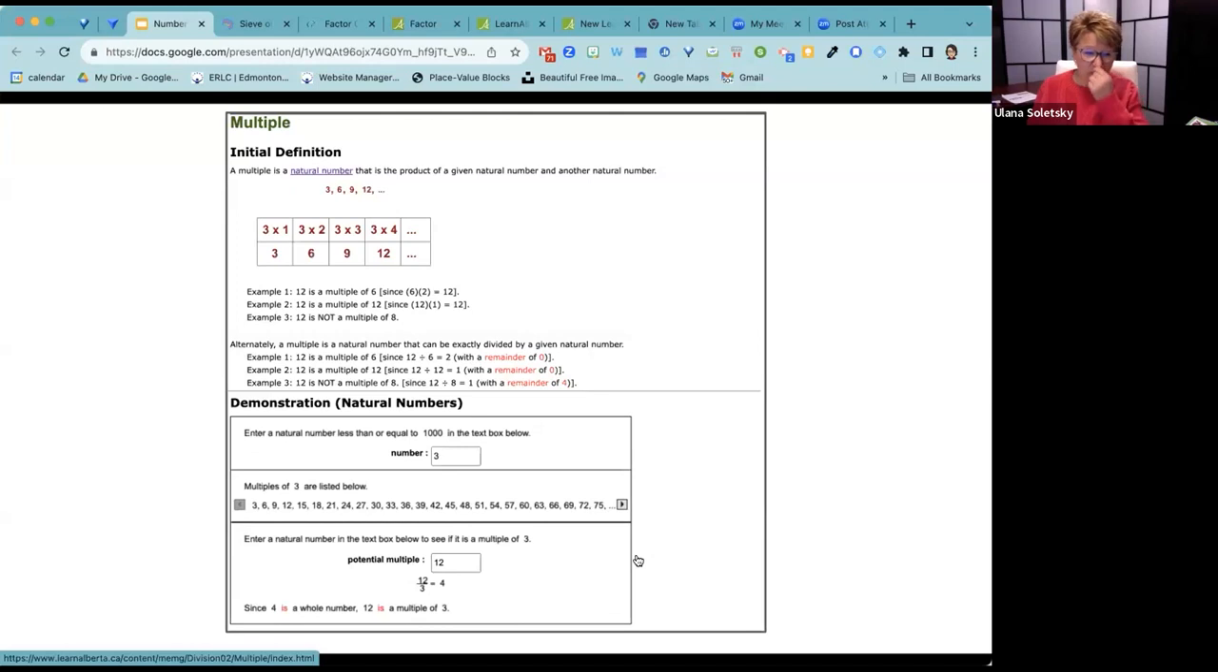And so then with multiples, there is also an interactive for multiples in the interactive glossary on Alberta Ed's website. So do use it. But a multiple is a natural number that's a product of another number and itself. So for example, 3 times 1 is 3, 3 times 2 is 6, 3 times 3 is 9. And these are all multiples of that number.